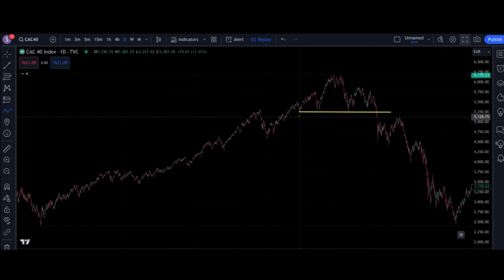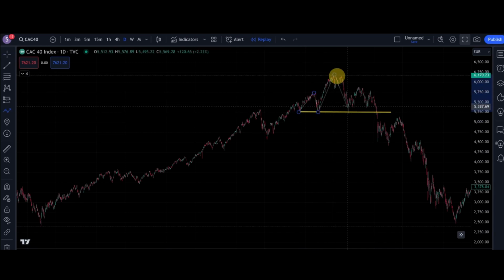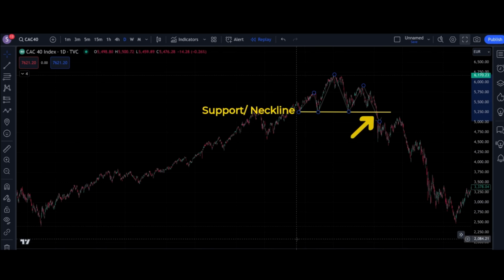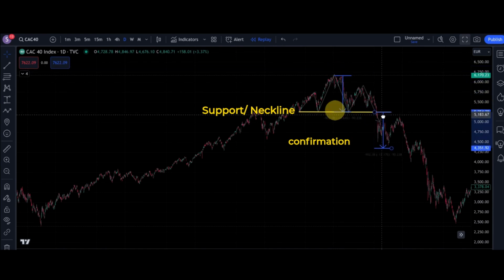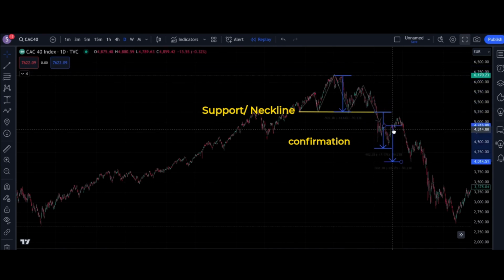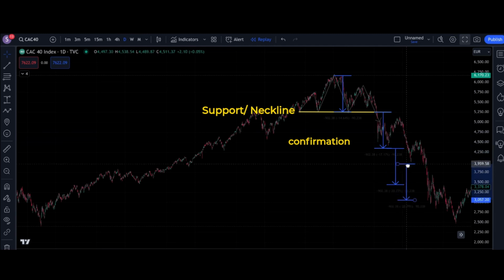Let's look at an example. Left shoulder, head, right shoulder. Price breaks below neckline, head and shoulder pattern confirmed. Next, we can use the amplitude between the top of the head and the neckline to estimate the profit target. From my back testing, the highest probable target is often just before the last major high or low.